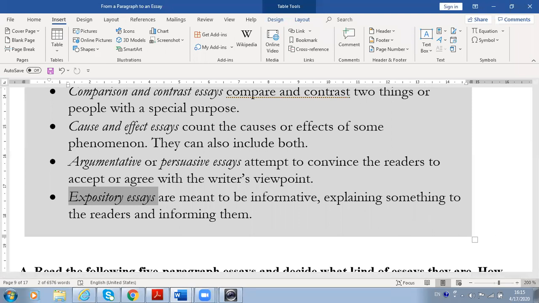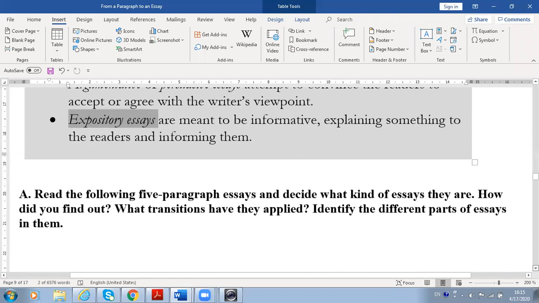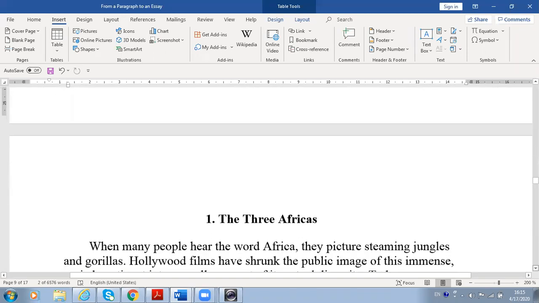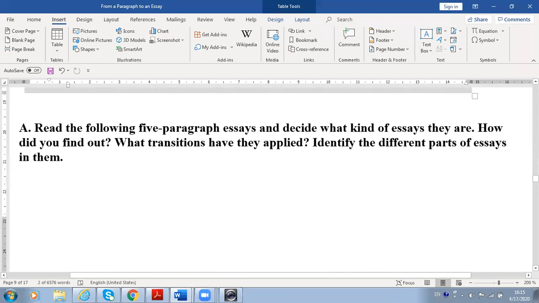Okay, so I'm going to read the assignments I just sent you and give you a hint of each one. You have got different essays. It says to read the following 5-paragraph essays and decide what kind of essays they are. How did you find out? What transitions have they applied? Identify the different parts of essays in them, okay?